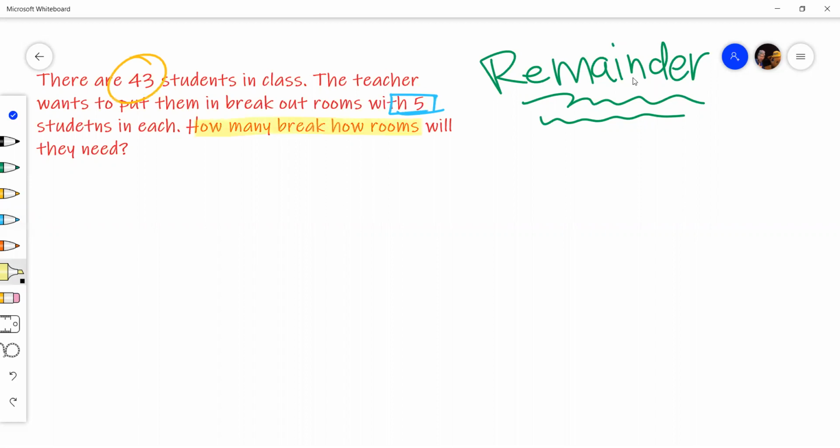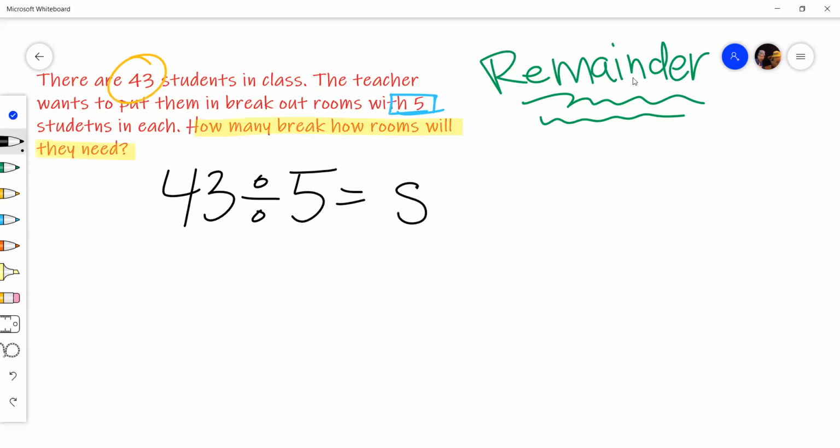So there's our question. All right, well, as we look at this, we have 43 and we're going to break it into groups of 5. So we know we're working with a division problem. So if we set that up, 43 divided by 5, it's going to get us S. That's my variable. I guess I could have done B for breakout rooms. But that's what we need to be doing.